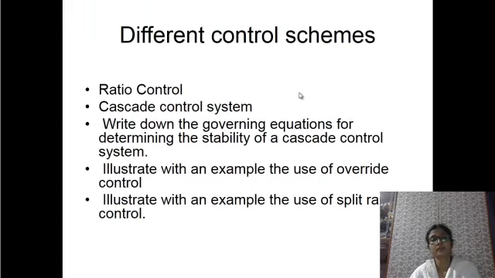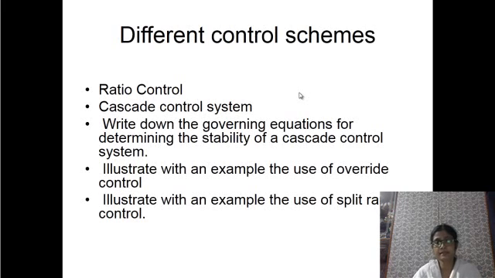Good morning, students. In today's class, we will discuss different control schemes. So far, we have covered feed-forward control systems and feedback control systems. The most commonly used control scheme is the feedback control system, and there are certain disadvantages of feedback control systems. So where a certain tolerance is not allowable, then for special cases or delicate systems, feed forward control systems are used.